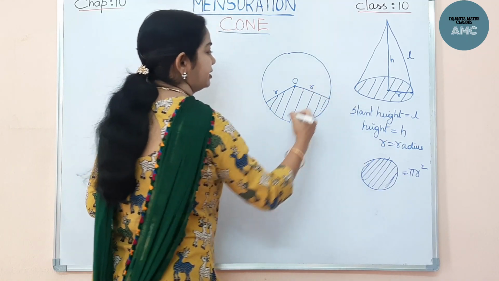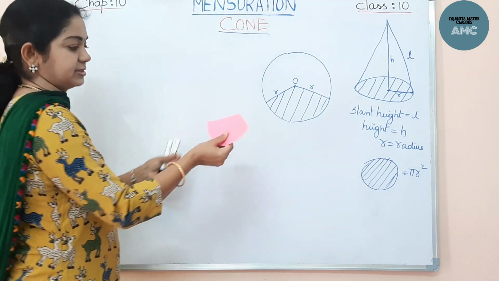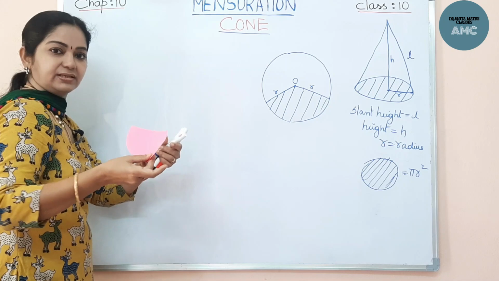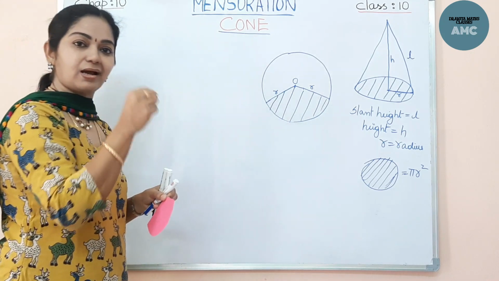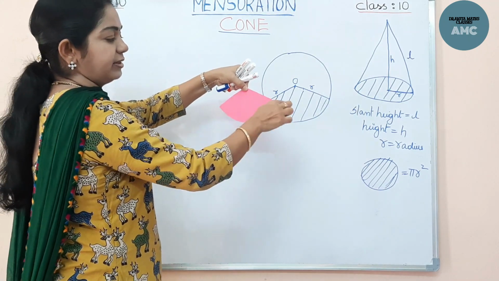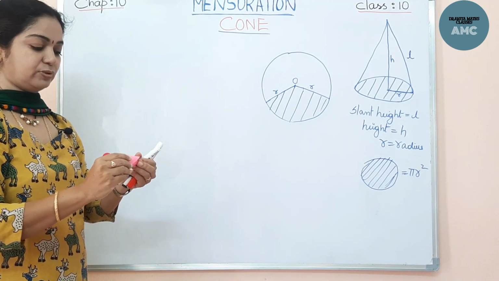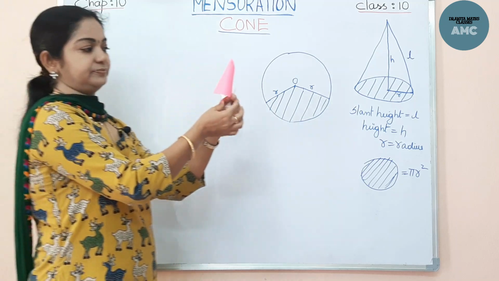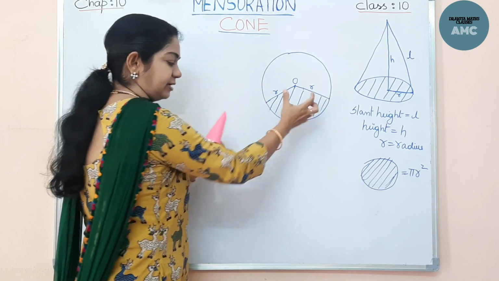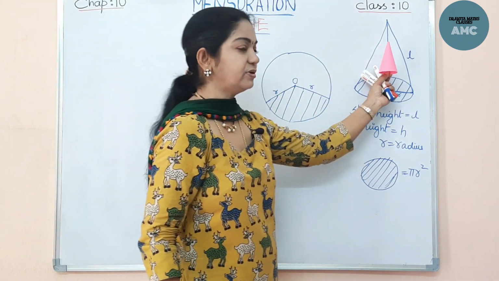Now I'll show it using a paper. I've cut one sector. See here, this is a sector, and this is the center. Now it is a part. A sector is nothing but a part of a circle cut from the center. If these two are the radii, now I will join both the radii here. If you see, this is forming a cone. I have joined these two radii of the sector and formed a cone. This is in the shape of a cone.